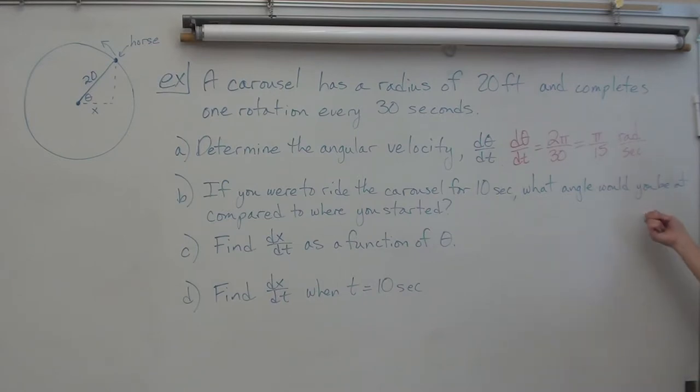If you were to ride the carousel for 10 seconds, what angle would you be at compared to where you started? We just multiply the velocity by 10. Exactly. So if we travel pi 15ths radians every second, and we did that for 10 seconds, how many radians would we pass through? Well, it would be 10 times pi 15ths, or reduced, 2 pi thirds radians from wherever you started.